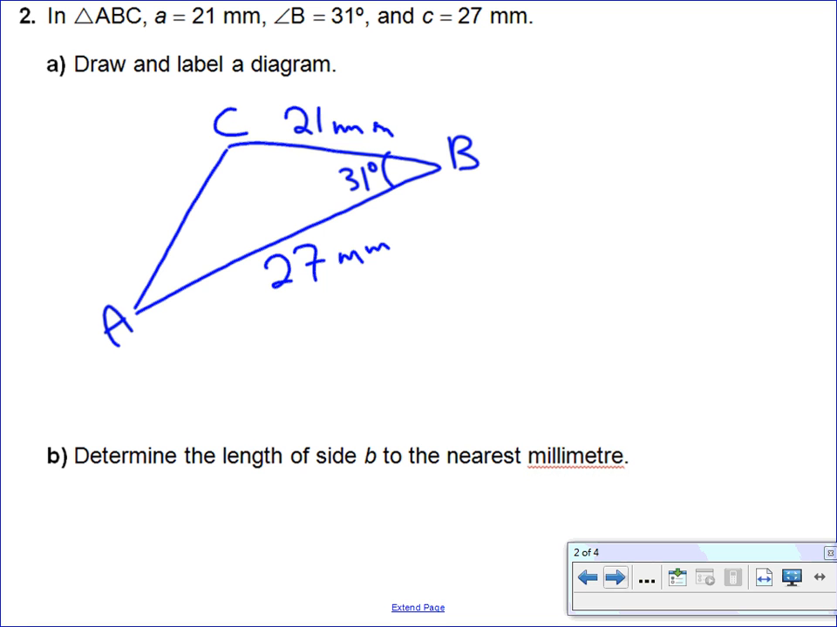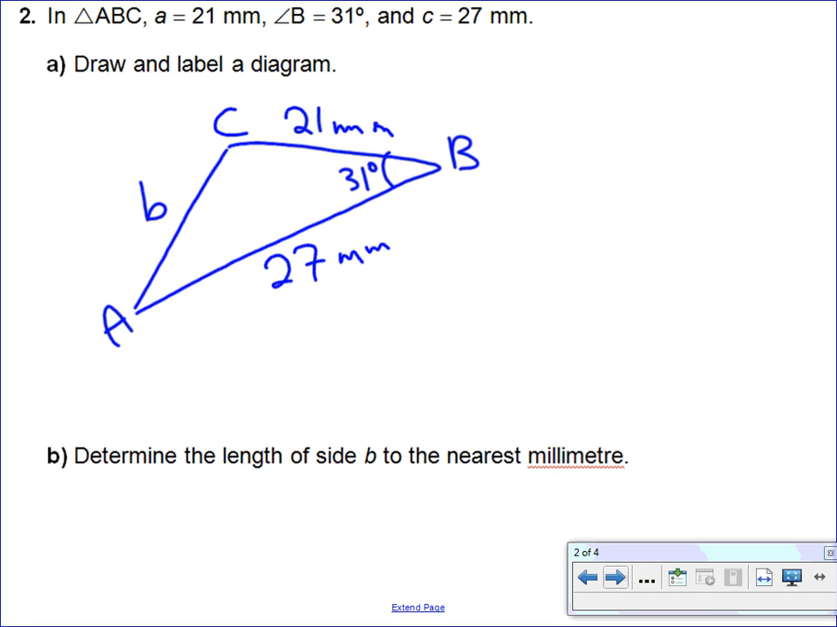Now they want us to find length B. Okay? Now, what is my equation set up for? What side length to find? It won't be sine law. This is cosine law because I have 2 sides and the contained angle. 2 sides and the contained angle. So what letter is this set up for?